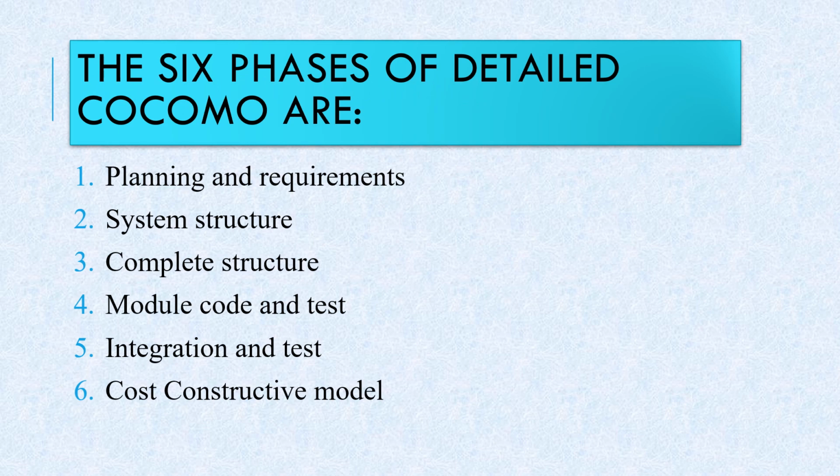Now there are 6 phases of detailed COCOMO. First, planning and requirement. Second, system structure. Third, complete structure. And fourth, module code and test. And fifth, integration and test. And sixth, cost constructive model.